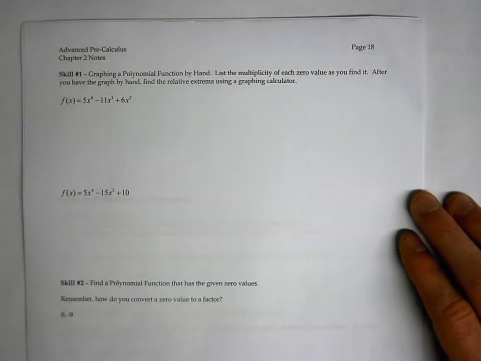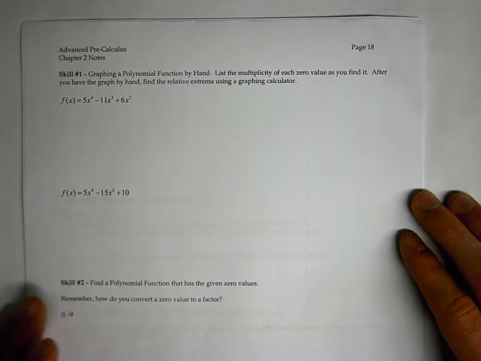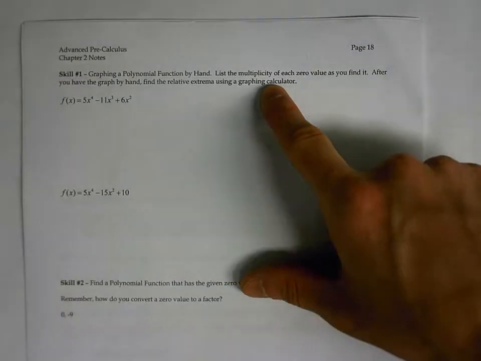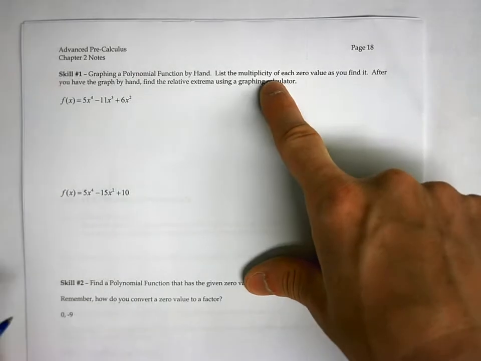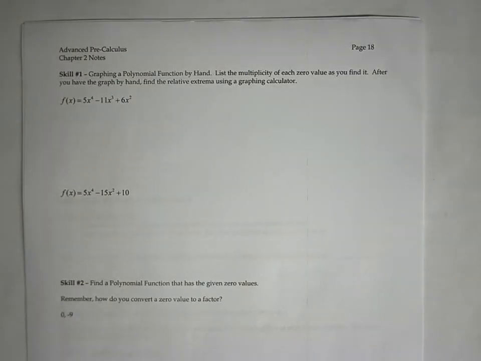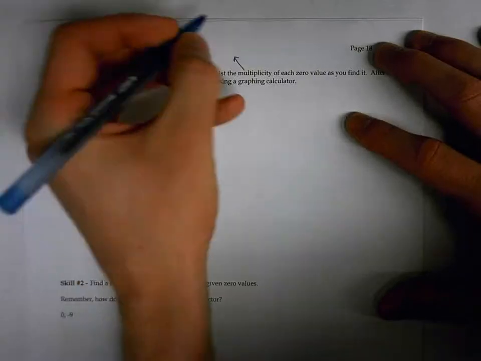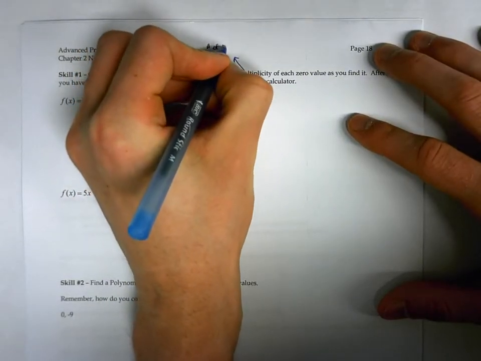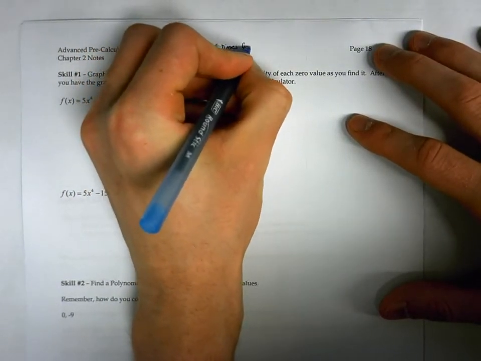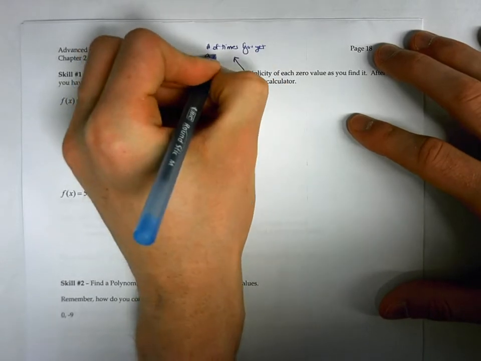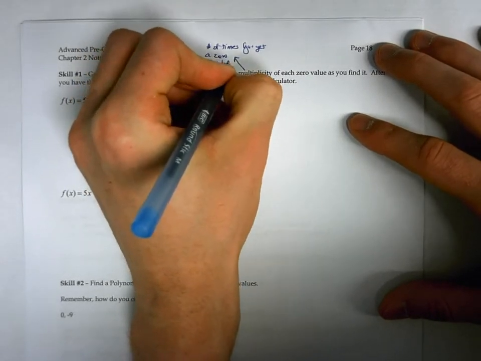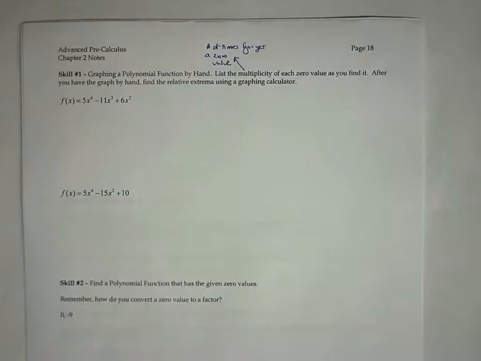So the first thing I want to do here is give you a little bit of a definition for multiplicity. Multiplicity is the number of times you get a zero value when you solve. Or it could be the number of times you get an x-intercept, or the number of times you get a factor, because remember all those things are tied together. And we want to count the number of times we get a zero.